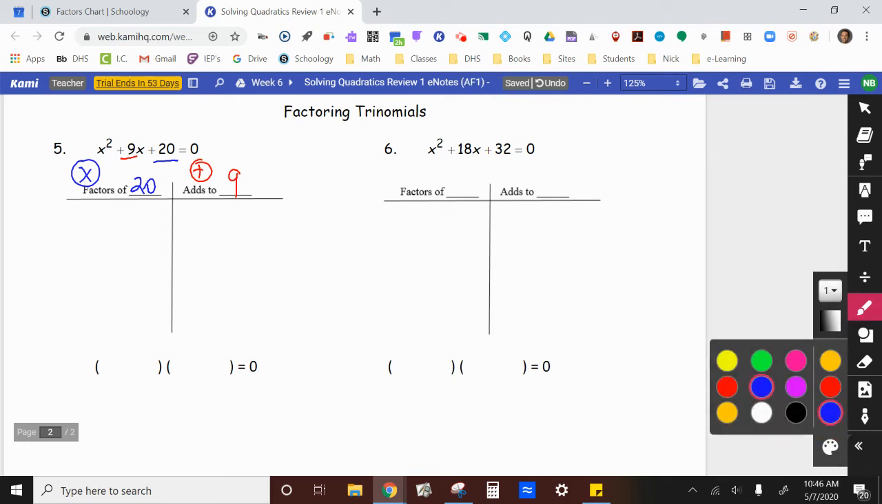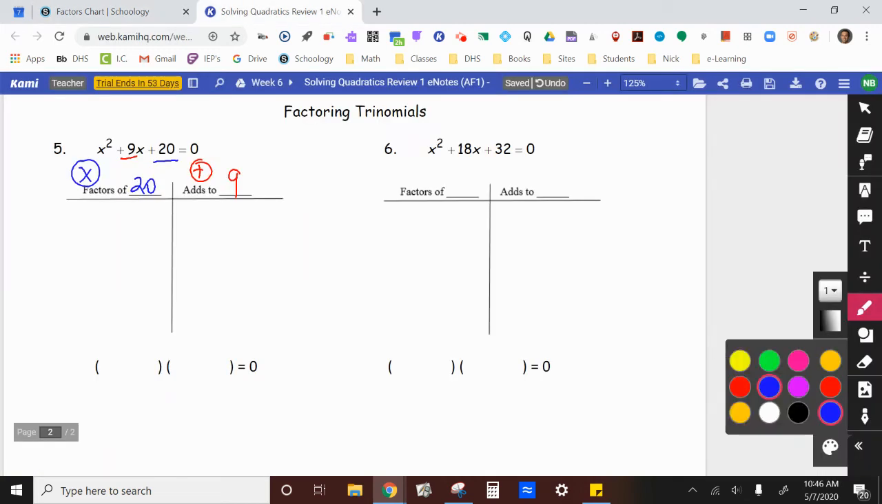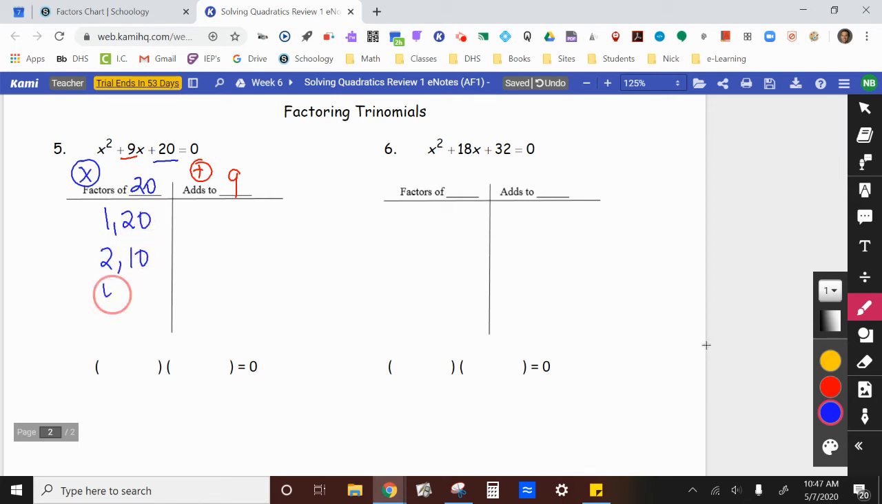Again, this goes back to my factors chart if I don't know my factors of 20. Down here at the bottom, we have 1 and 20, 2 and 10, and 4 and 5. After I list out my factors, I'm seeing which of these pairs is going to add to a positive 9. Well, 4 plus 5 gives me that 9.